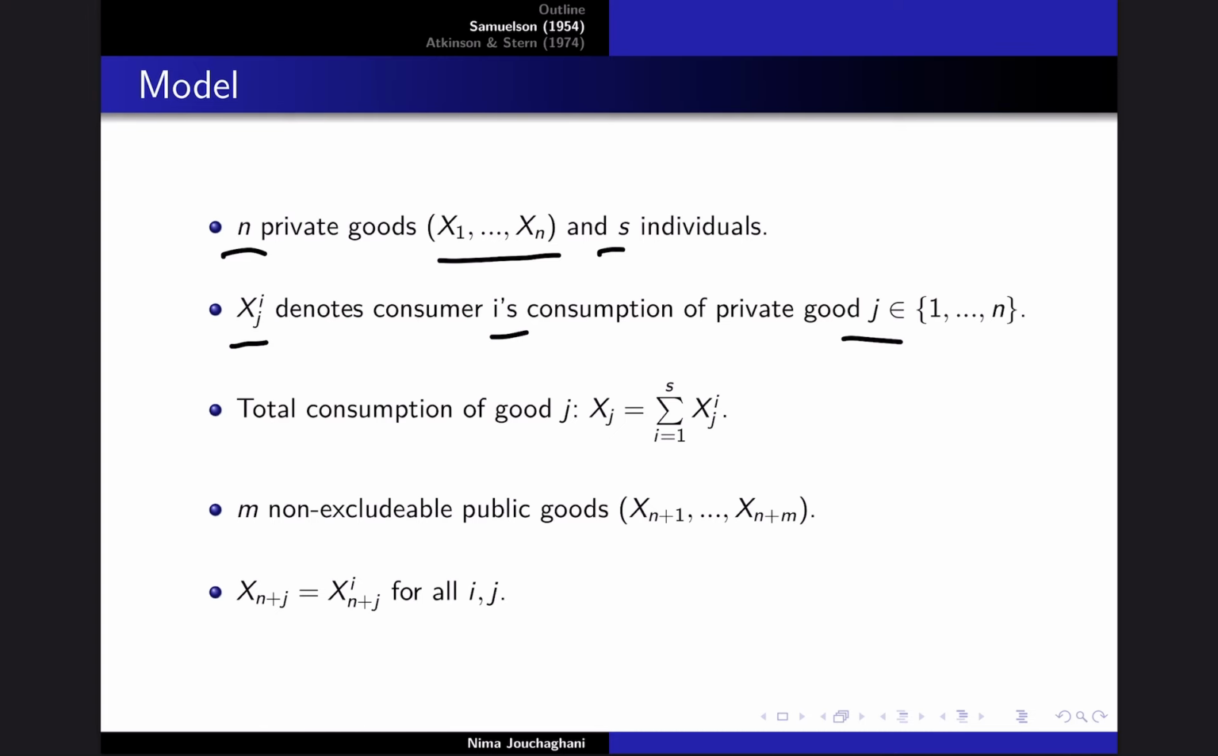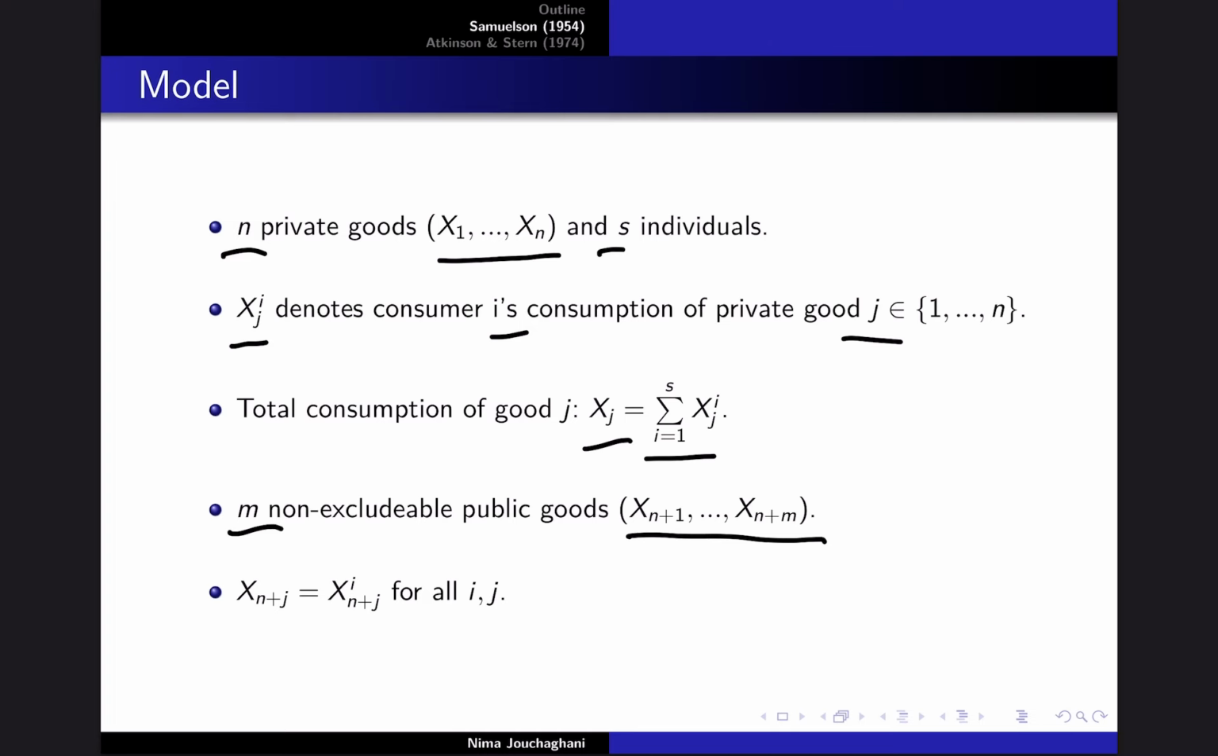Then we also have a notation for the total consumption of a good J, which is capital X with low index J, and this is simply the sum of individual consumptions of the private good, summing up over all individuals in the economy. The new thing here is that in addition to the private goods, there are M non-excludable public goods, which we denote by capital X n plus 1 to capital X n plus M. So in total, we have M public goods here.